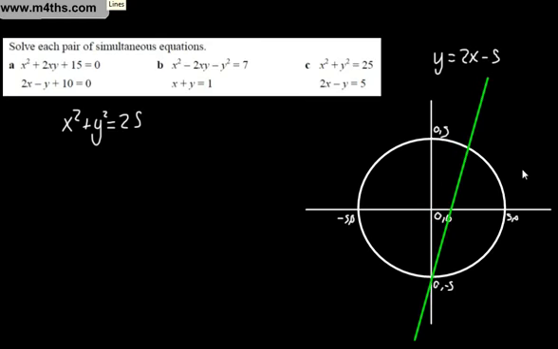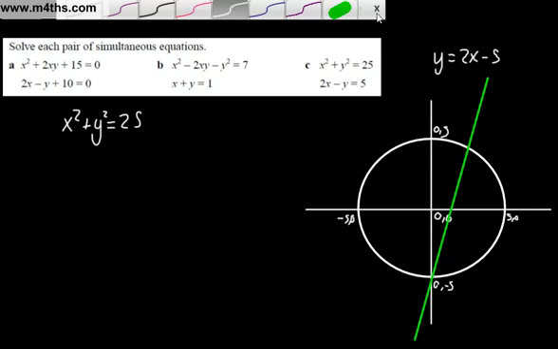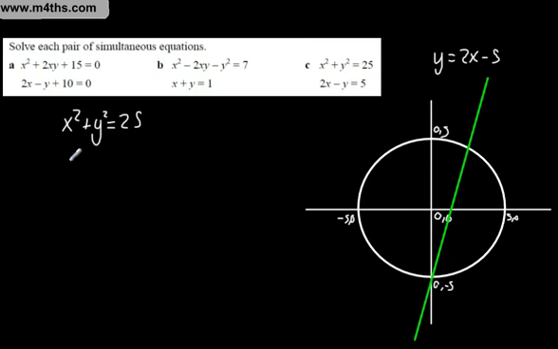That's what that line's going to look like. Now, what we need to do to solve this is as follows. We've got x squared plus y squared equals 25, and 2x minus y is equal to 5. Equation 1 and equation 2. In equation 2, I make y the subject. 2x minus 5 is equal to y.